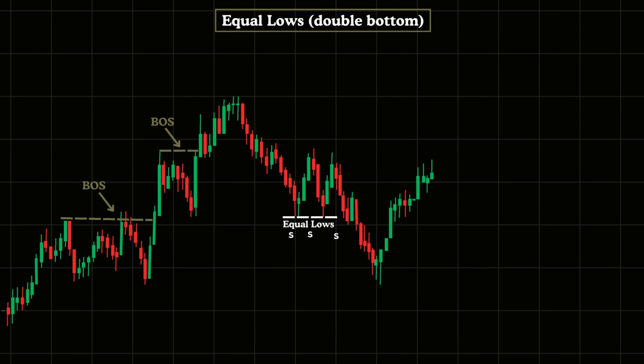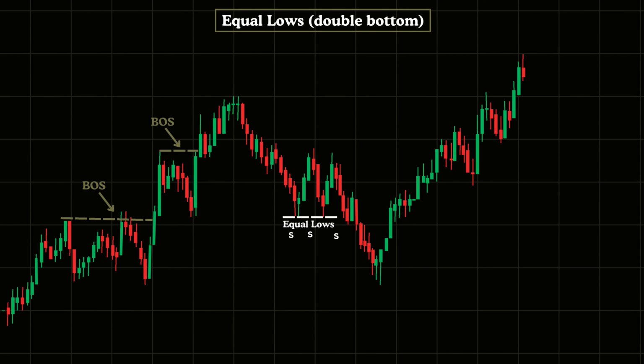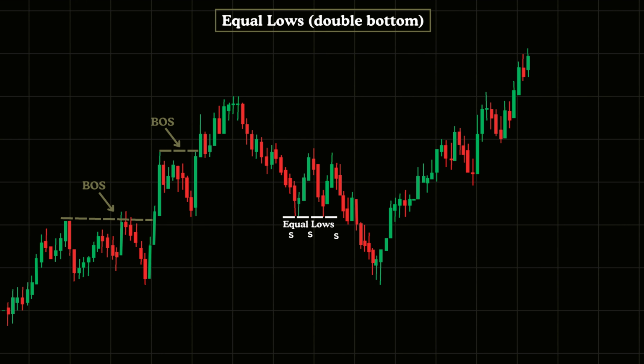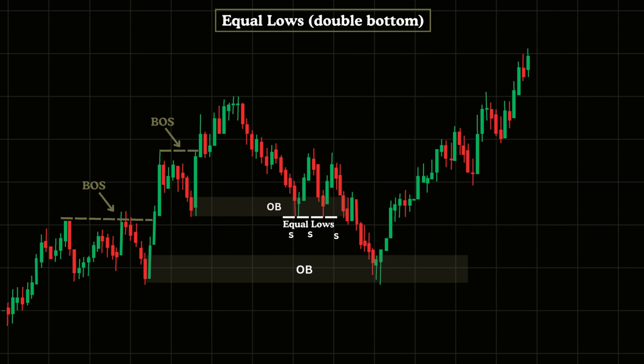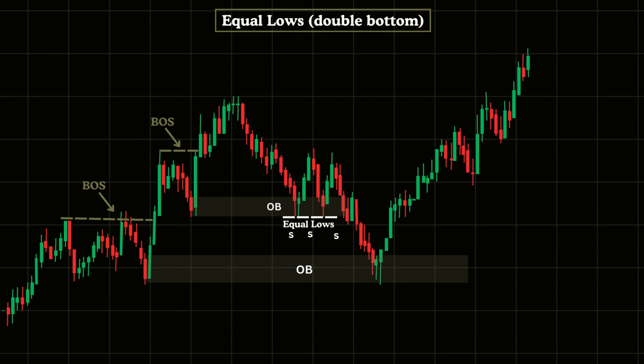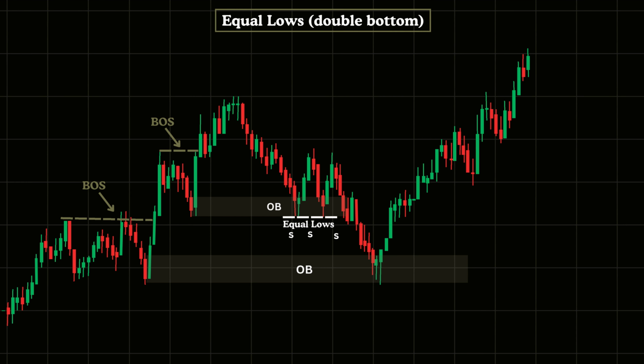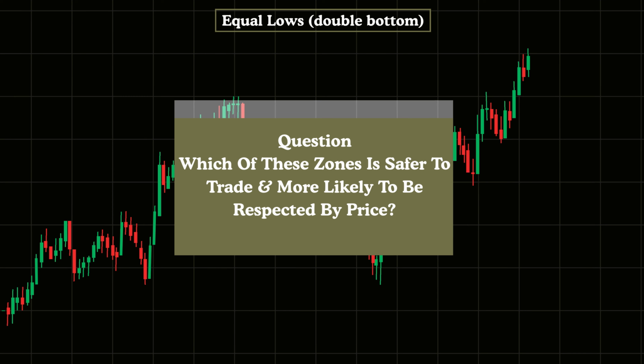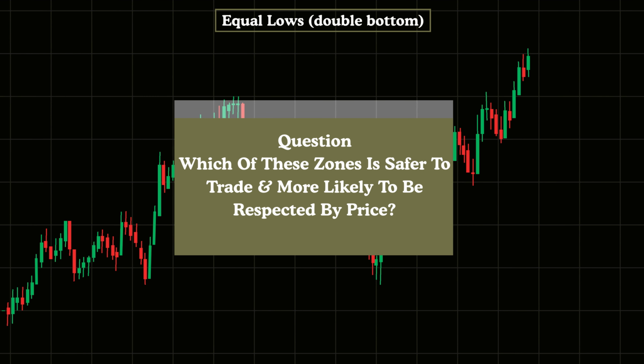We're observing an uptrend, and within this bullish move, the price has broken structure multiple times to the upside. In this context, two potential demand zones stand out. Both could be possible areas for the market to reverse and continue climbing. But here's the real question. Which of these zones gives us a safer, higher probability entry?